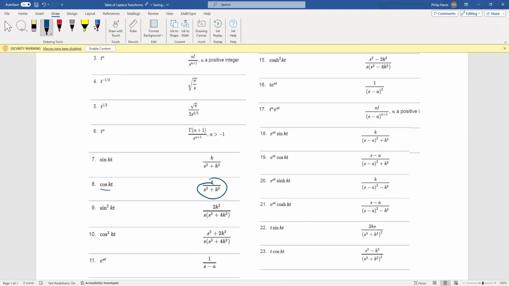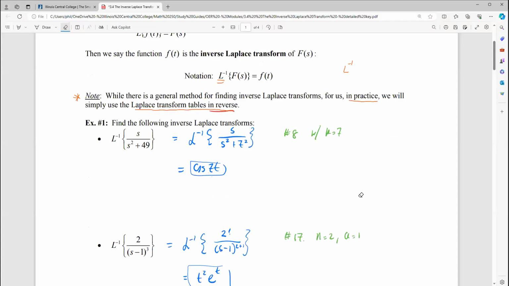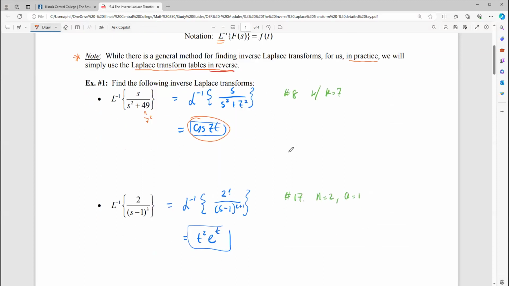s over s squared plus k squared is cosine kt. So let's go back to our packet. The only thing we really need to realize is that 49 is 7 squared. So in the table, the k number is 7. Hence, the inverse Laplace transform is cosine of 7t. Fairly easy. This example was basically using number 8 on the Laplace transform table where k equals 7.